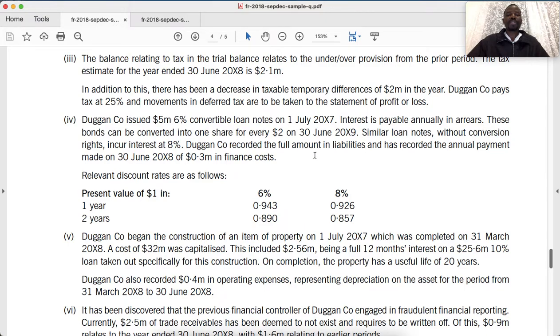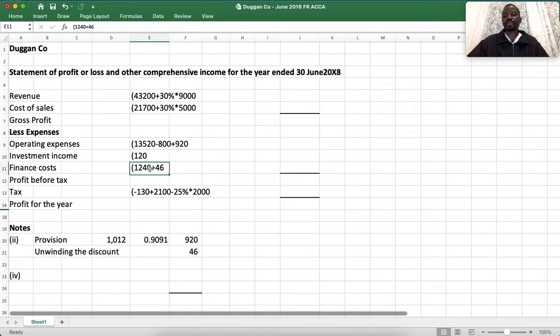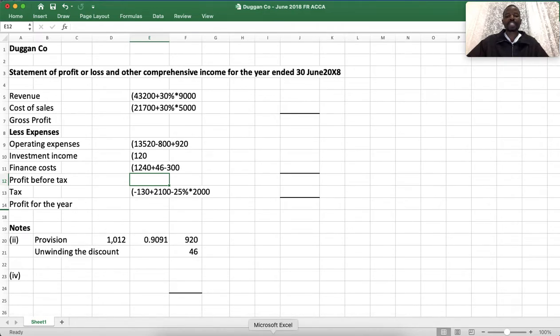DCO recorded the full amount in liabilities and has recorded the annual payment made on 30 June 20X8 of 0.3 million in finance cost. So this finance cost is wrong because DCO has recorded the installment as the finance cost. So what we are going to do is reverse this finance cost of 0.3 million. So we'll come to our finance cost. We will subtract 0.3 million, that is 300. We will subtract 300 and add the correct figure in due course.